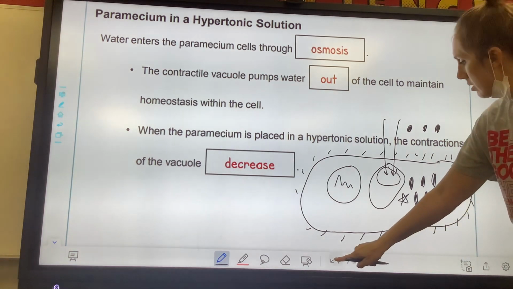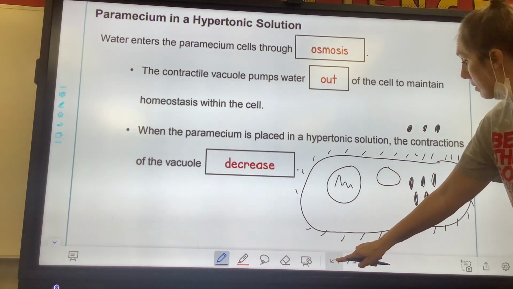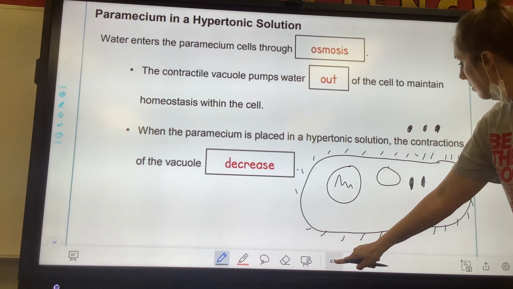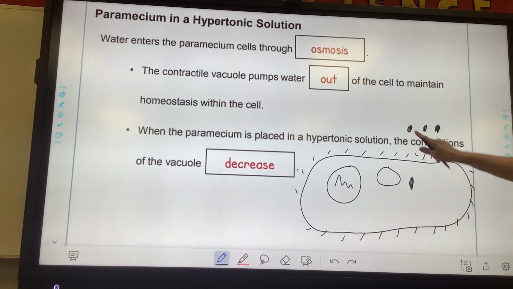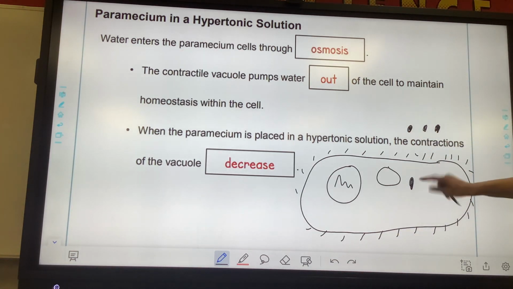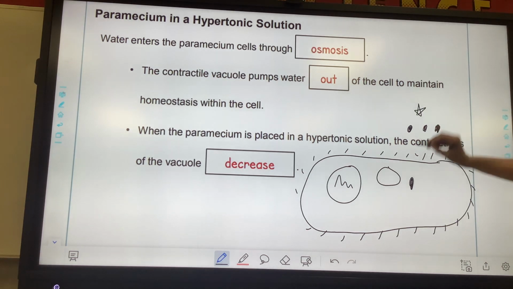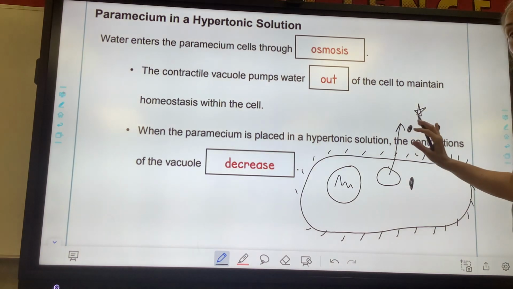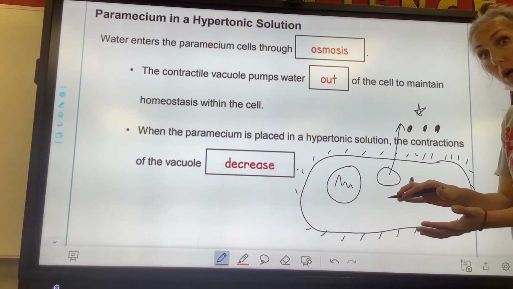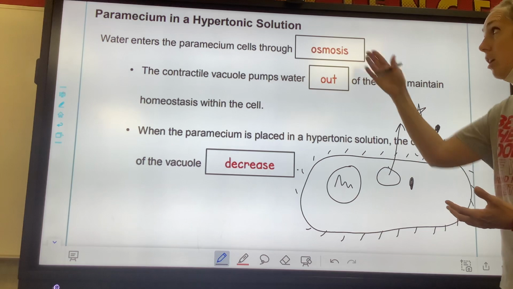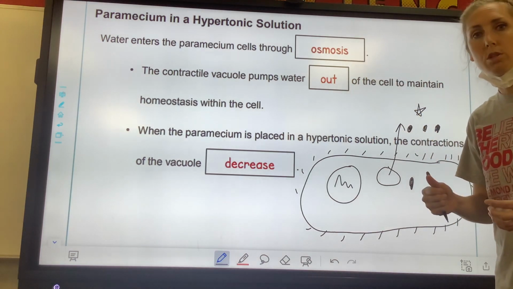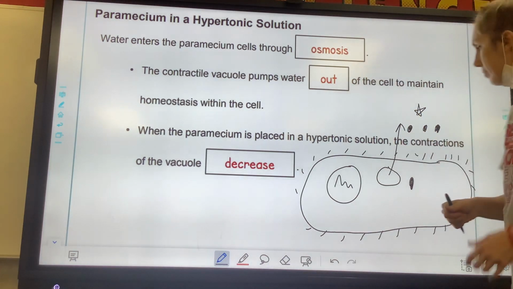Let's do the reverse. The paramecium itself will get bigger. If there are 3 particles on the outside and only 1 inside, this is the greater concentration, so water will actually leave the vacuole and leave the paramecium. The paramecium may get smaller. All based on the properties of osmosis. Water goes to the party, water goes to the particles.